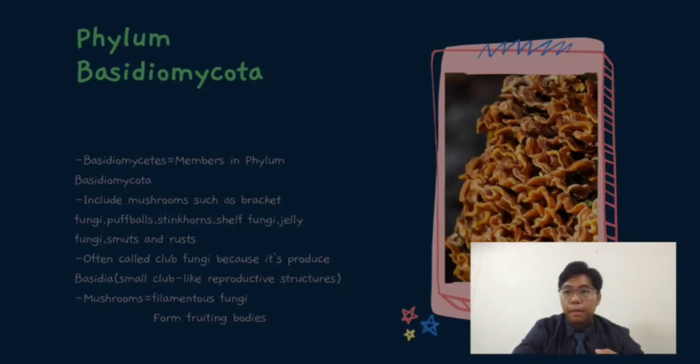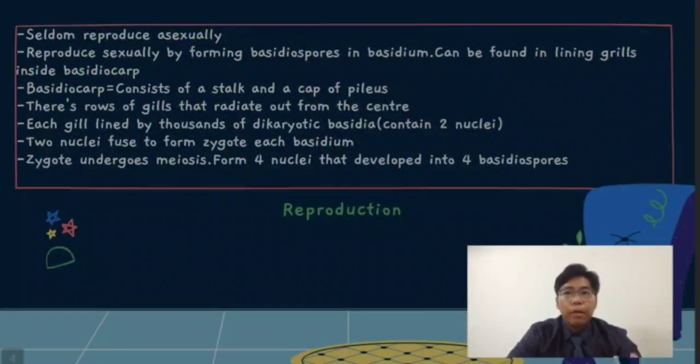Mushrooms, for example, are filamentous fungi that form fruiting bodies. Phylum Basidiomycota seldom reproduce asexually and always reproduce sexually by forming basidiospores in the basidium. The basidium can be found lining the gills inside the basidiocarp. The basidiocarp consists of a stalk and a cap of gills, which are rows that radiate out from the center.